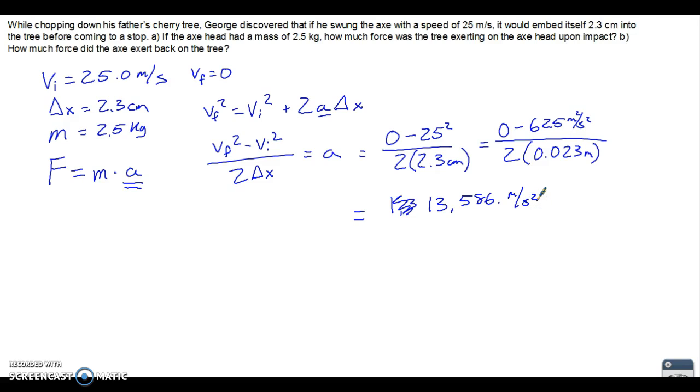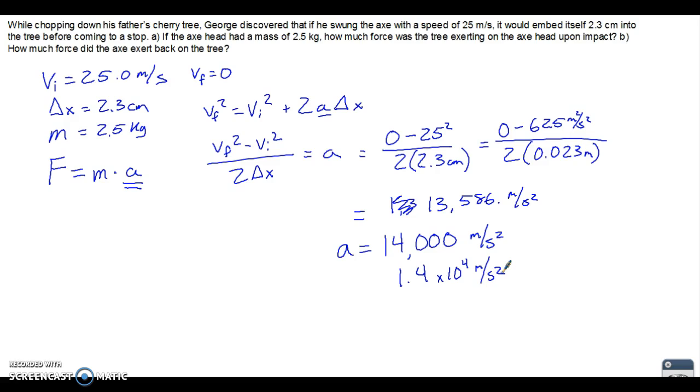We want to make sure we've got the right number of sig figs. I've got a delta x of 2.3, so we need 2 sig figs. So this is going to round up to 1400. So a is equal to 14,000 meters per second squared, or 1.4 times 10 to the 4th meters per second squared. And that is our answer for our acceleration.